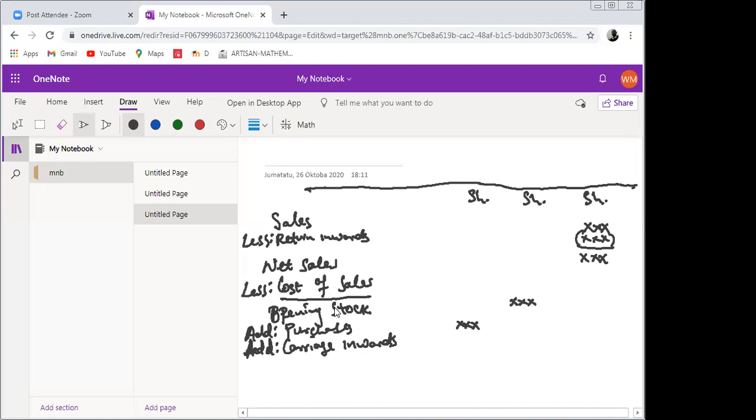If I have purchased goods worth 10,000, and then I use 1,000 to transport them from my supplier to my business, then I can understand it like this. If I bought 10,000 worth of goods and transported them using 1,000, I can comfortably say that those goods have cost me 11,000. So the carriage inwards that we normally include here is the cost of transporting the goods that you have purchased.